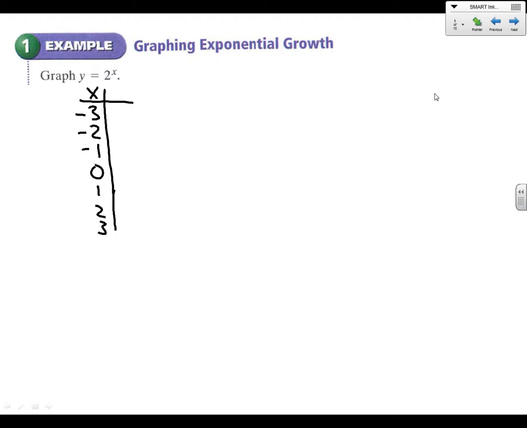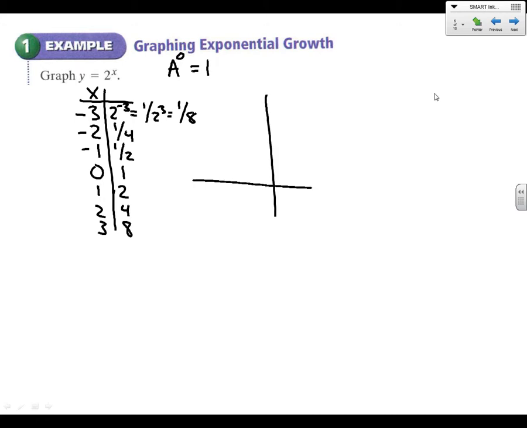So 2 to the -3, that's 1 over 2 cubed, which is 1/8. 2 to the -2 is 1/4. 2 to the -1 is 1/2, and 2 to the 0 is 1. And just a heads up, anything in the world to the 0 power is 1. So that's going to be really helpful for us. 2 to the first is 2, 2 squared is 4, and 2 to the third power is 8. And we'll go ahead and graph this.